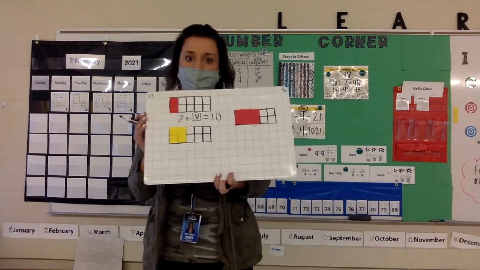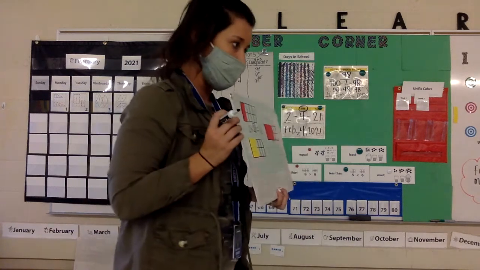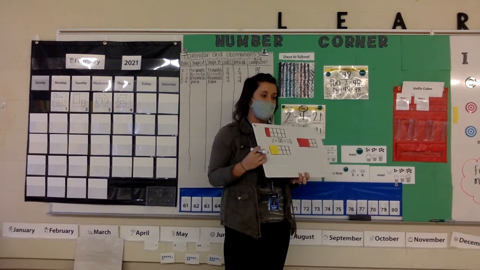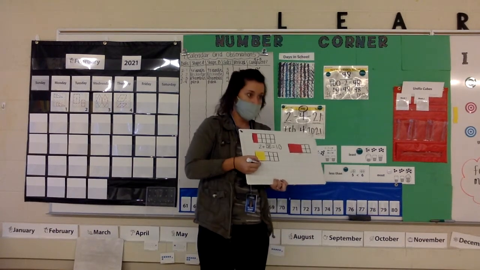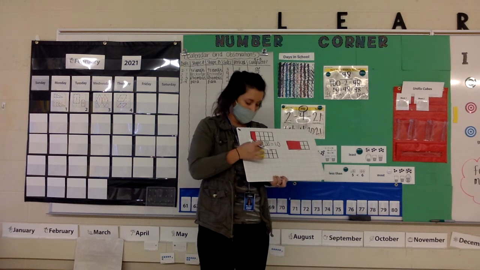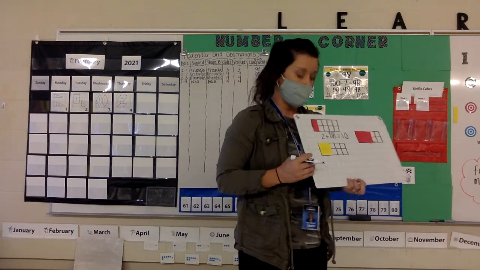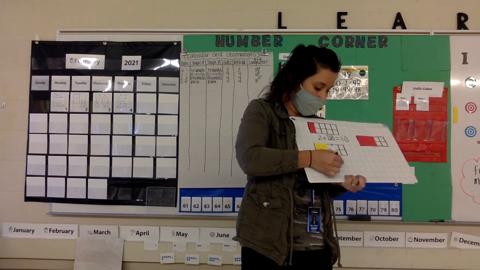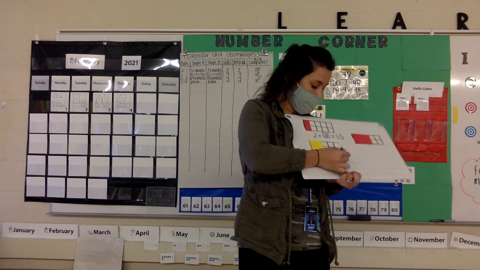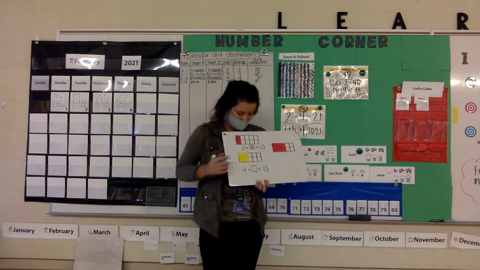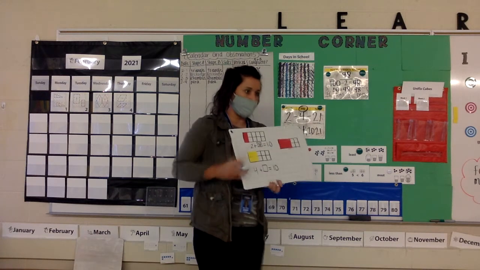What about our yellow one? What's my math equation for our yellow 10 frame? Maddie. How many yellow are there? 4. 4 plus blank equals 10. What goes in my blank? How many empty squares are there?